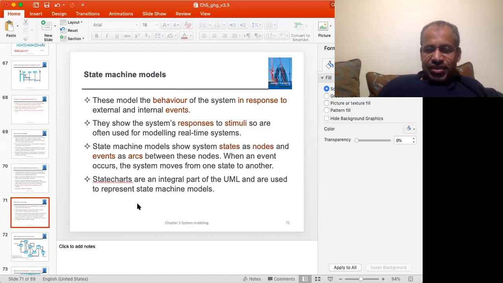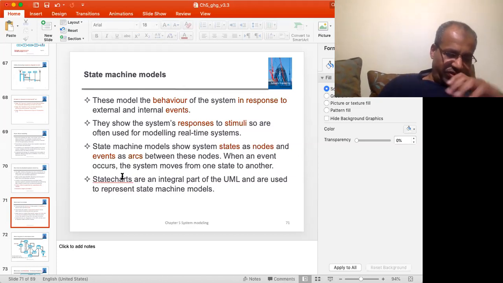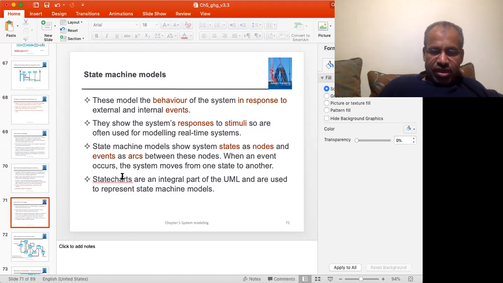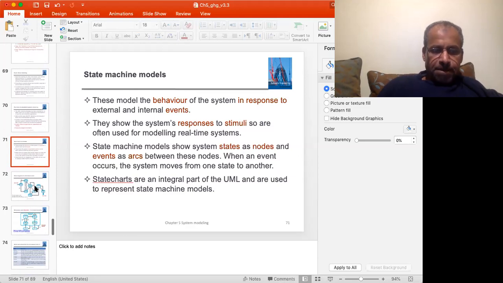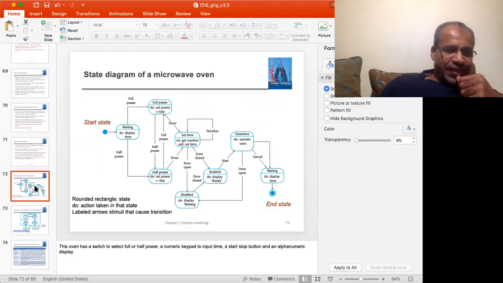Now, the name that state machine models or state transition diagram models take in UML is called a state chart, which is a notation due to David Harel, who developed them and called them state charts. So state charts are part of UML and are used to represent state machine models. Okay, so we've seen that. So this is the state diagram using state chart notation.